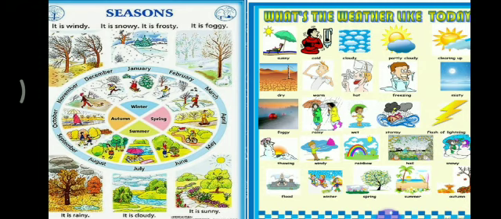Of course. Now, what's the weather like today? For example, the weather is sunny. Yes? The sun is shining. The weather is cold. The weather is cloudy. The weather is foggy. Yes? What is the weather like today? Okay, today the weather is rainy, and I like the rain.